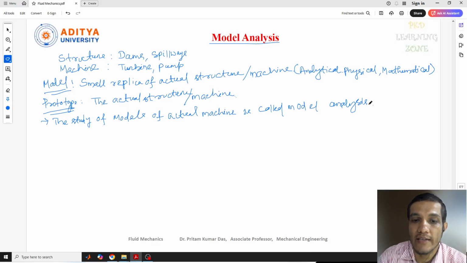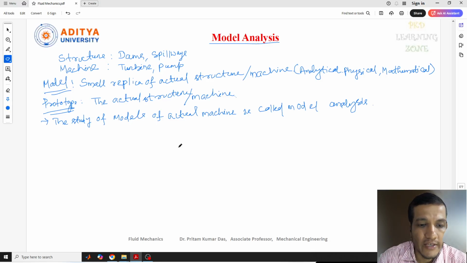That means model analysis is actually an experimental method of finding the solution of difficult, complex problems. Suppose any kind of complex problem is there. If you do some kind of model analysis, then before going to the experimental method, we can arrive at some kind of solution for the complex problems. So model analysis is an experimental method to find the solution of complex problems. Any kind of complex problem can be taken.